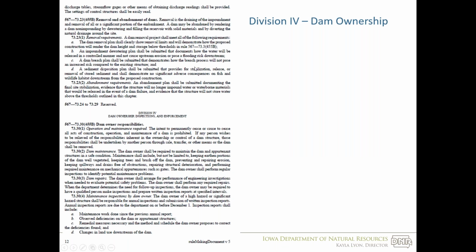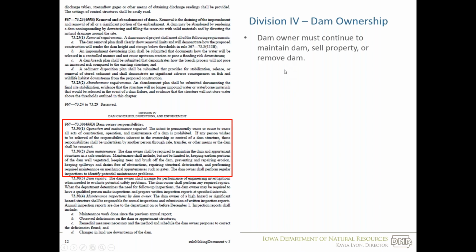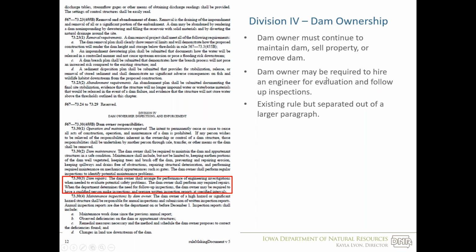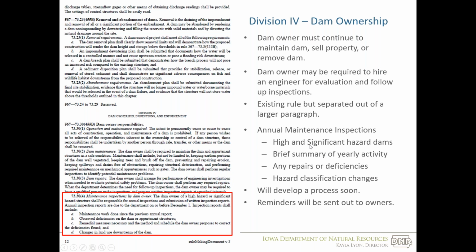And then the next section is the part that contains some dam ownership and inspections and enforcement rules. The dam owner must continue to maintain the dam, or sell the property, or take out the dam. You can't just leave it and walk away. It needs to stay maintained, and it needs to stay a safe dam. The dam owner might be required to hire an engineer to do further evaluations or follow-up inspections, which is a role that we already had, but it's good to point out, and it did exist, just in a different section.